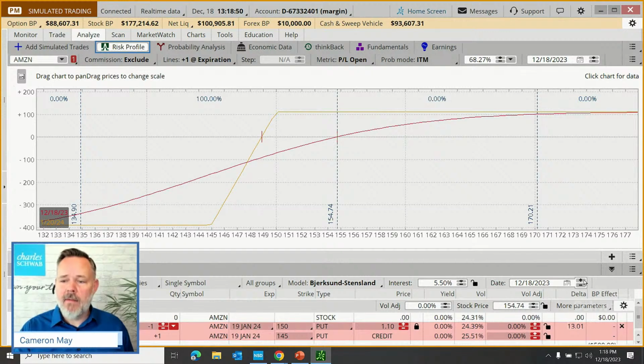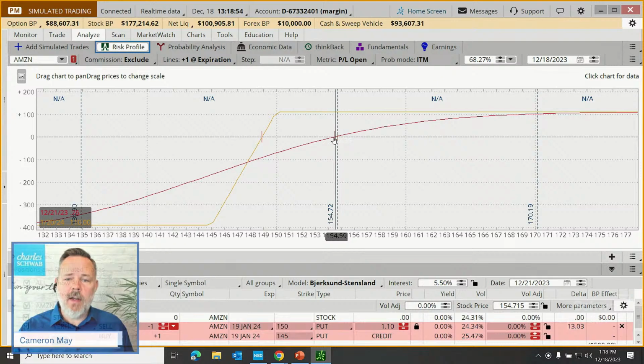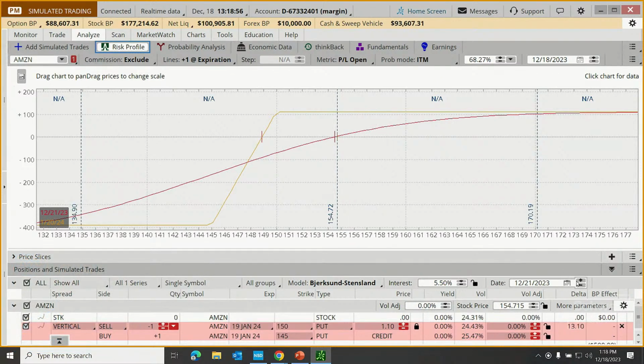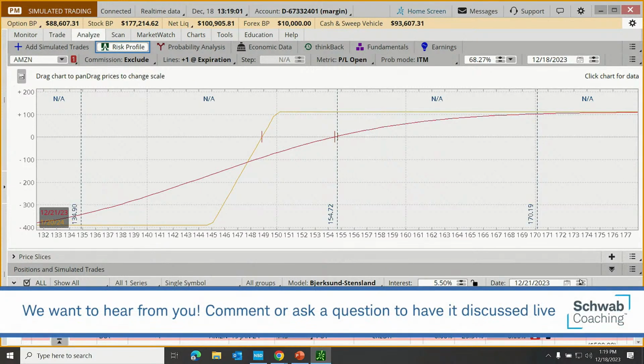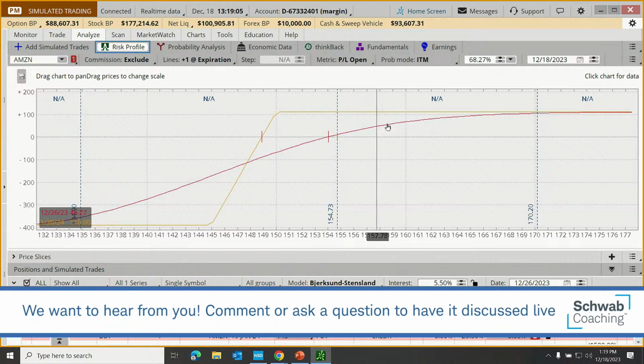So if I were to start to advance our date here, let's start to move this up from today, Monday the 18th, to the 19th, to the 20th. What are we starting to see our line doing? Well, our profits are increasing. You see that? That red line is starting to conform to our maximum theoretical gain. Yeah, we're starting to see profits.